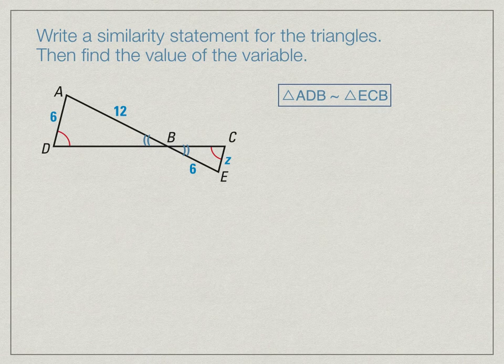And when I write my proportion, this time let's just use the order of the letters in the similarity statement itself. I'll show you what I mean. Let's do AD is to AB as EC is to EB. Now that I've noticed that, I can write down the measures right from the diagram. 6 is to 12 as some number z is to 6. And my relationship that I'm noticing in these fractions is that 6/12 is the same thing as a half. So z would have to be 3.